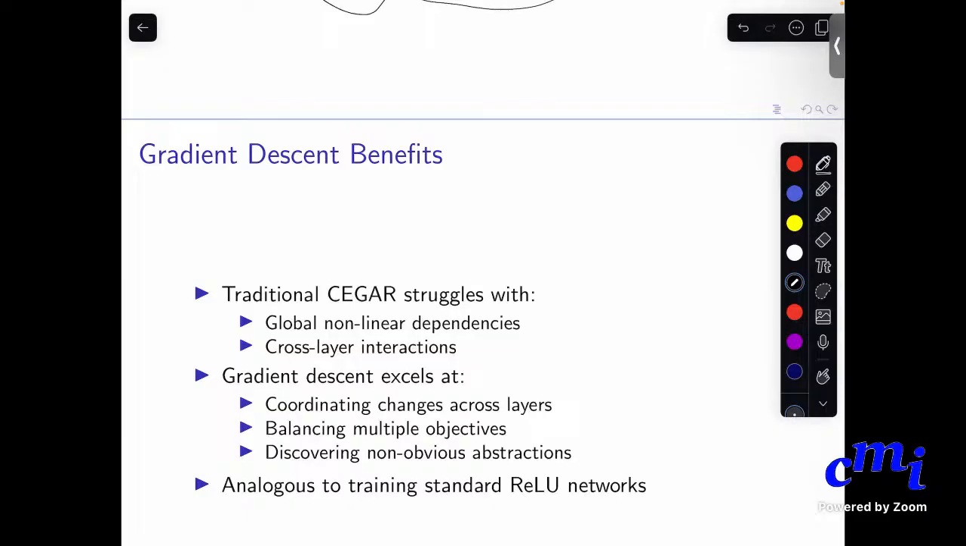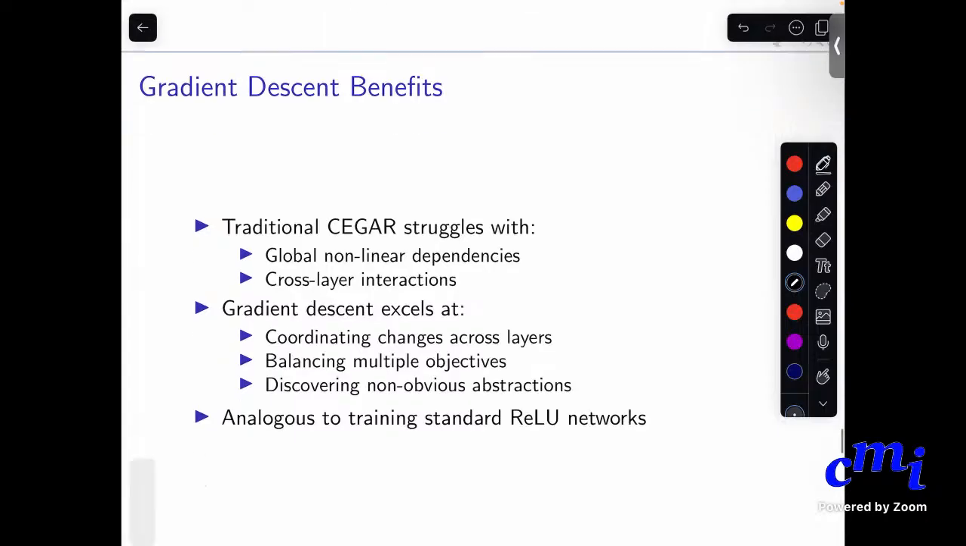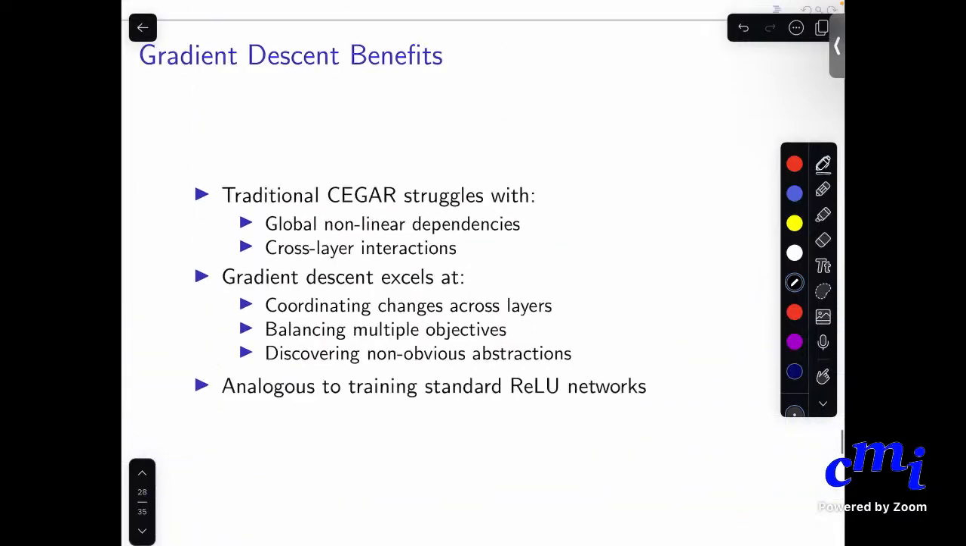the Seeger-based approaches were restricted to the local view of the network, but in this case the global non-linear dependencies are also taken care of. The coordinates change across the layers, it balances multiple objectives like we have different parameters, and discovers non-obvious abstraction. The non-obvious abstraction is that abstraction which was not possible to reach by the merging and unmerging technique, and this is very much similar to the standard training of a neural network.